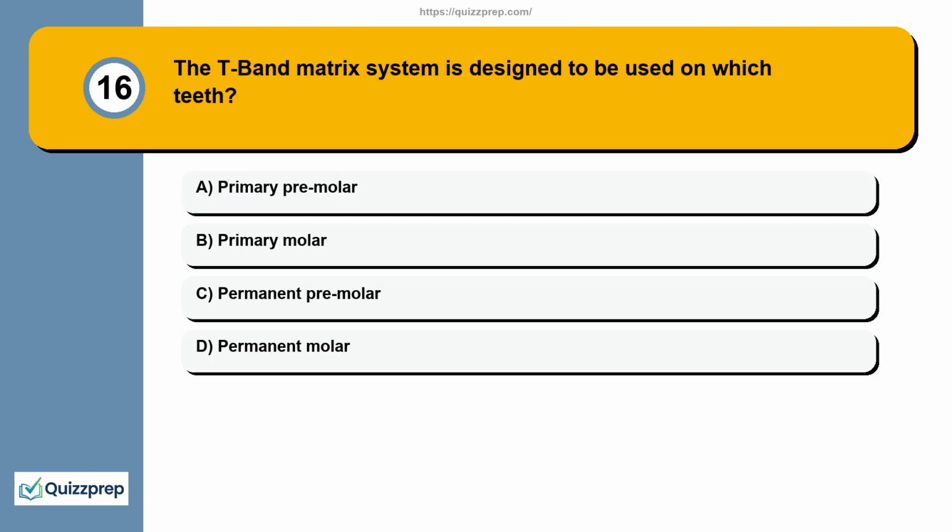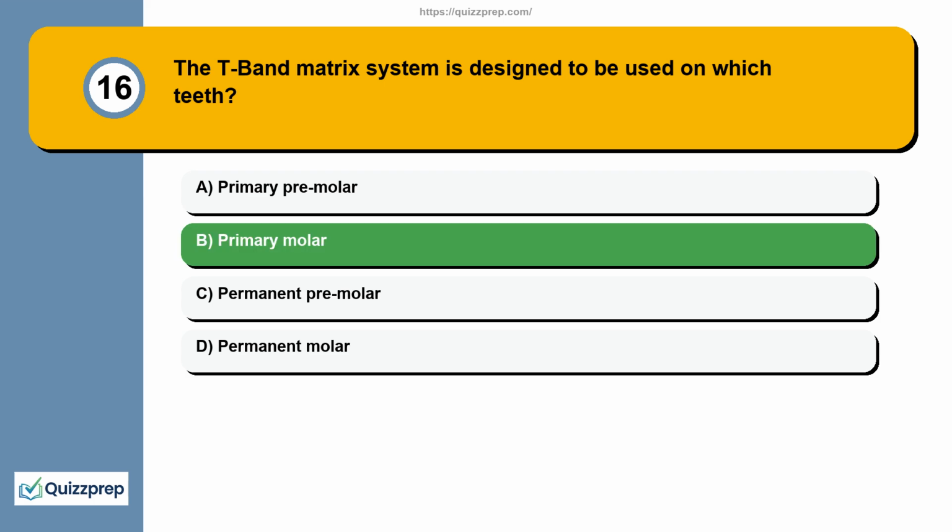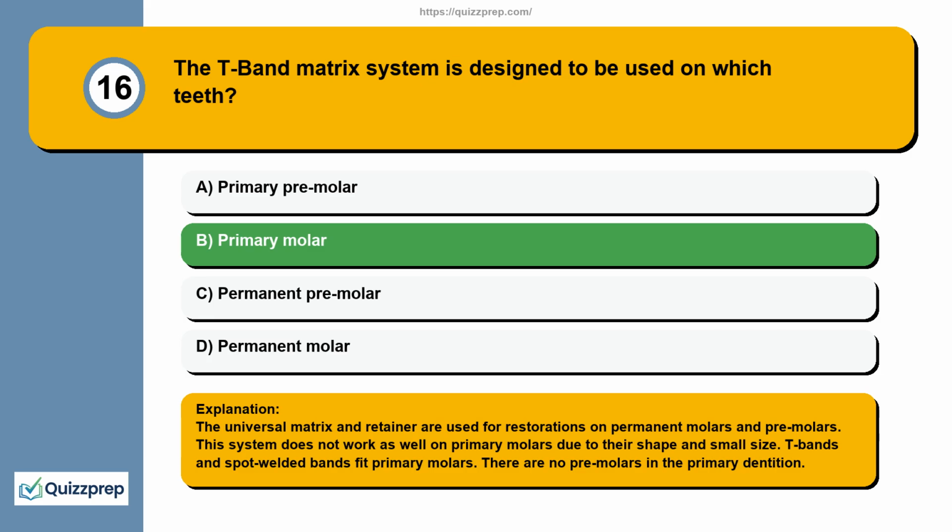Question 16. The T-band matrix system is designed to be used on which teeth? Primary premolar, primary molar, permanent premolar, permanent molar. The universal matrix and retainer are used for restorations on permanent molars and premolars. This system does not work as well on primary molars due to their shape and small size. T-bands and spot-welded bands fit primary molars. There are no premolars in the primary dentition.